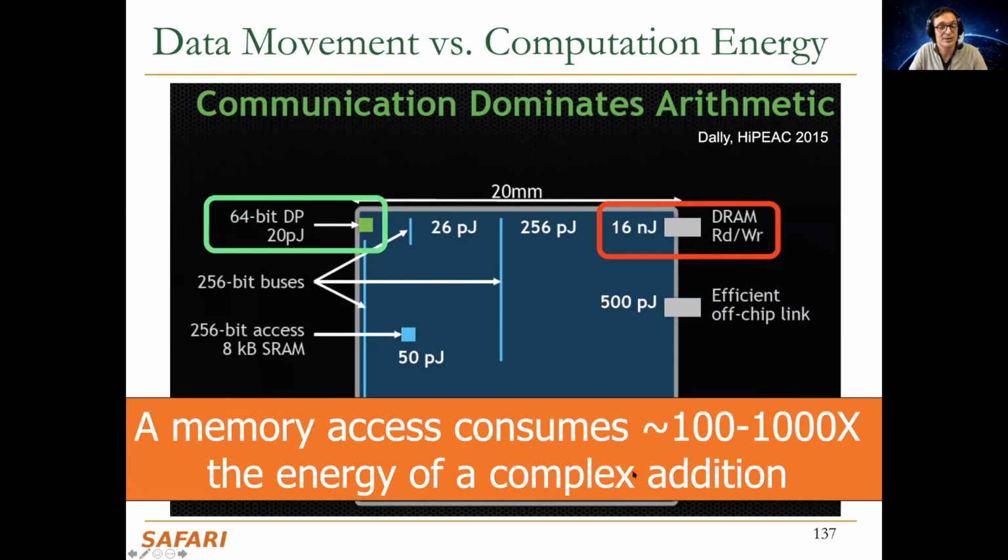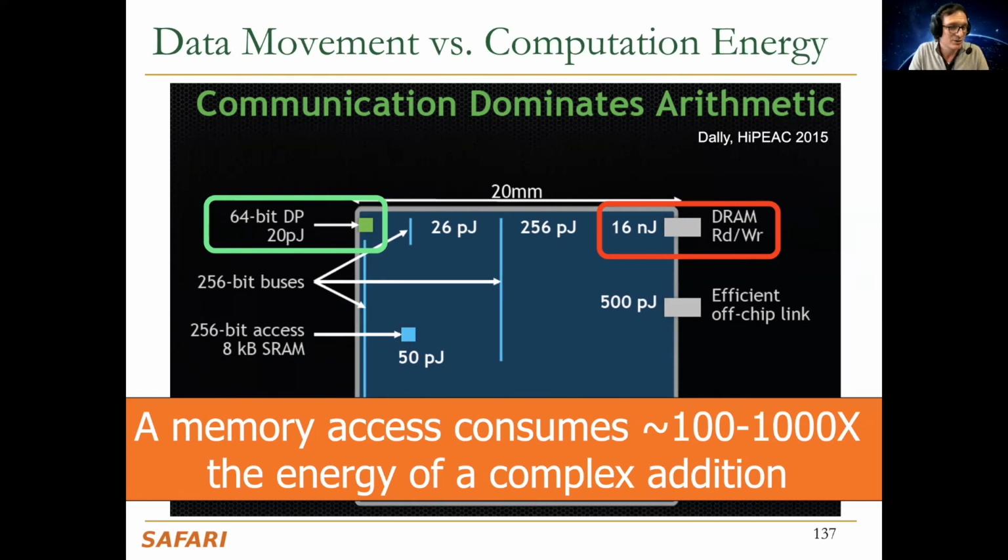So a memory access today is somewhere between 2 to 3 orders of magnitude. It consumes the energy of a complex addition. So that's a lot, basically. That is unfortunate. Now your data access is really consuming a lot of your energy, and it also takes a lot of latency, which is not reflected in this picture.